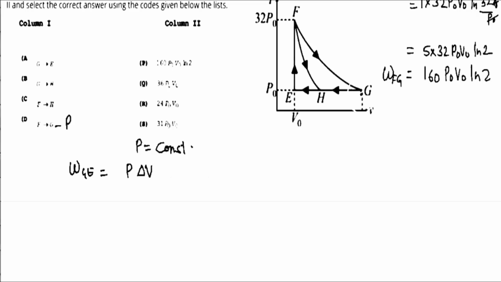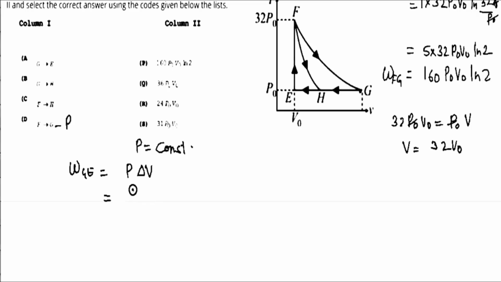Now to find dV we need to know the volume here, so we can simply apply the isothermal relation between F and G to find the volume here. So you can see that this is 32 times P naught V naught, this is equal to, so here we have to find the volume. The pressure is P naught and the volume, let us take this as V. So this gets cancelled, and what we get is the volume at G is simply 32 times V naught. So now we know the change in volume also.